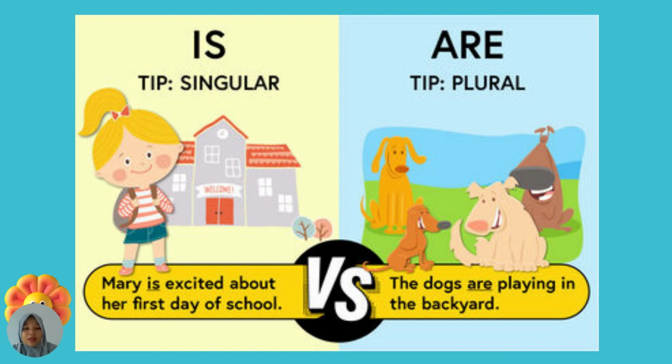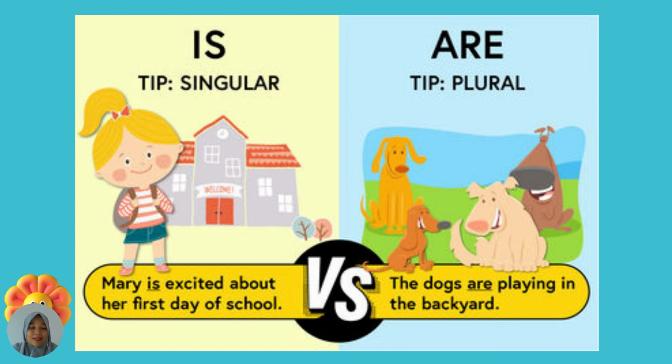For the example, the dog here. There are how many dogs here? Yep, there are 4 dogs. So we can say the dogs are playing in the backyard. The dogs because the dog is more than one, so it is plural. The dogs here using are.